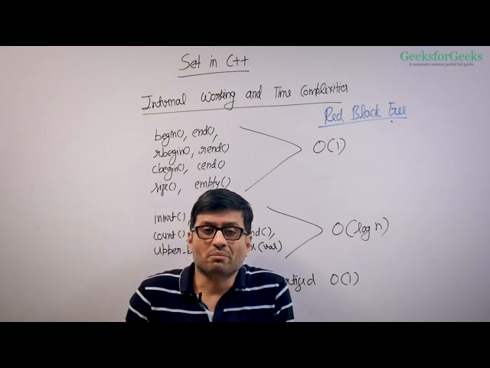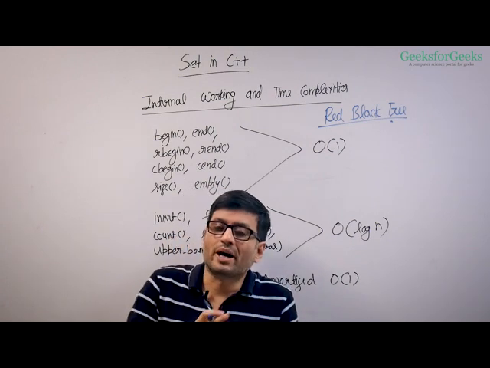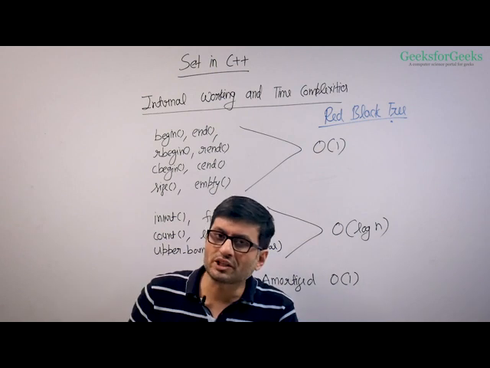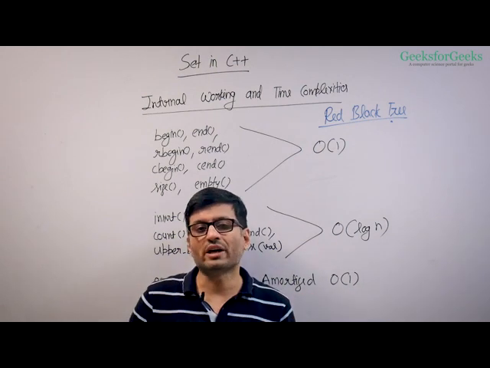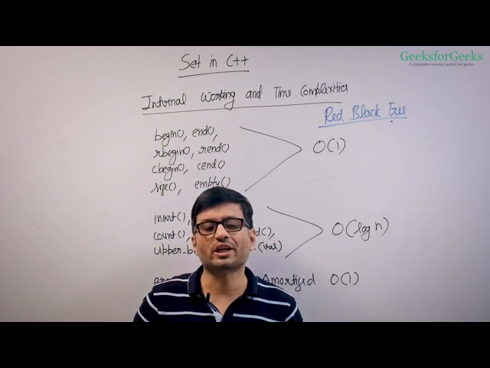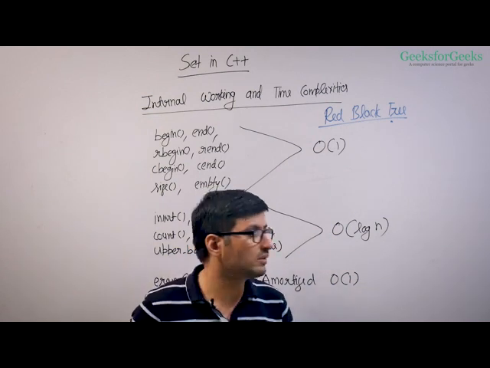And you remember, right, if you traverse a binary search tree in order fashion, you get the items in sorted order. So that is why when we iterate through a set, we get the elements in sorted order.